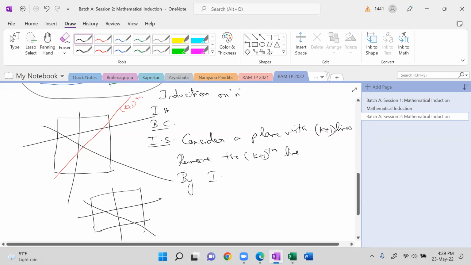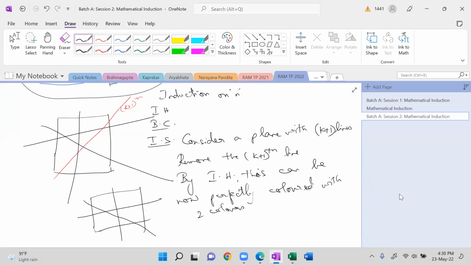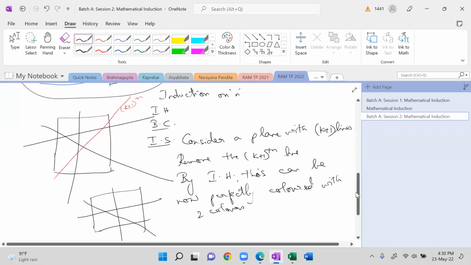And we say, by induction hypothesis, this can now be perfectly colored with 2 colors. Is this okay? Any problem? Am I cheating? No. After you remove the line, the coloring will differ, right? Because one line has gone, so certain parts have disappeared. So I haven't spoken about the coloring yet. I'm saying you just give me a plane with k plus 1 lines. Remove the k plus 1th line. Whatever is left can be perfectly colored. Right? All right. So everybody is good with this.